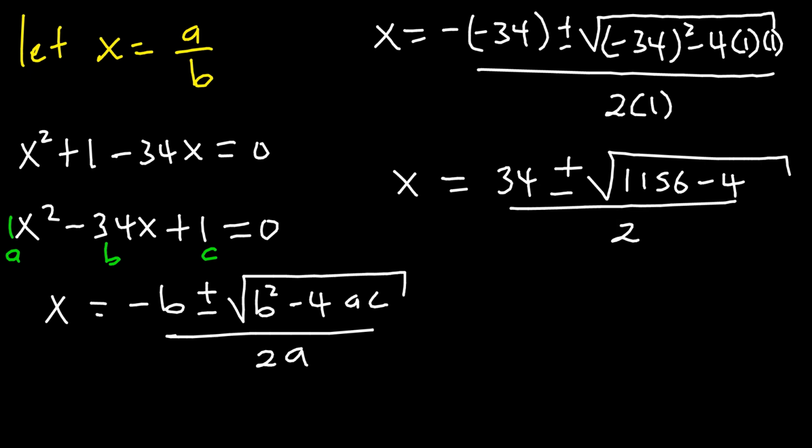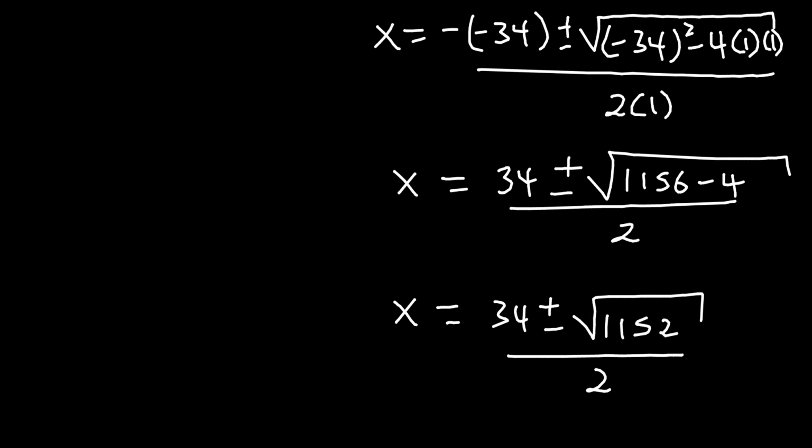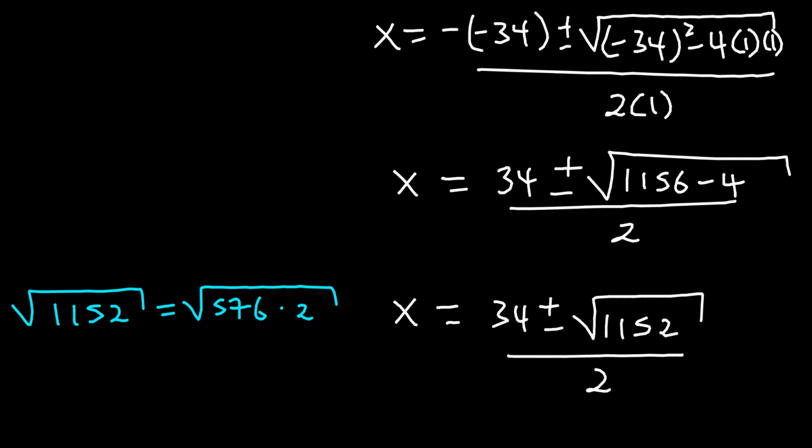divided by 2. And so x will be equal to 34 plus or minus the square root of 1152, divided by 2. Now the square root of 1152 is the same as the square root of 576 times 2. And this will be equal to the square root of 576 times the square root of 2. And so we shall have the square root.